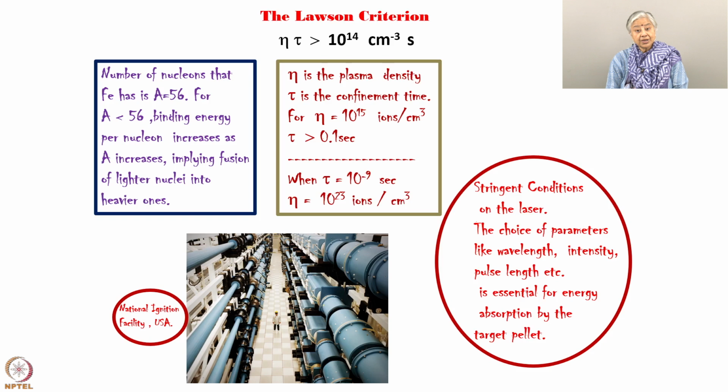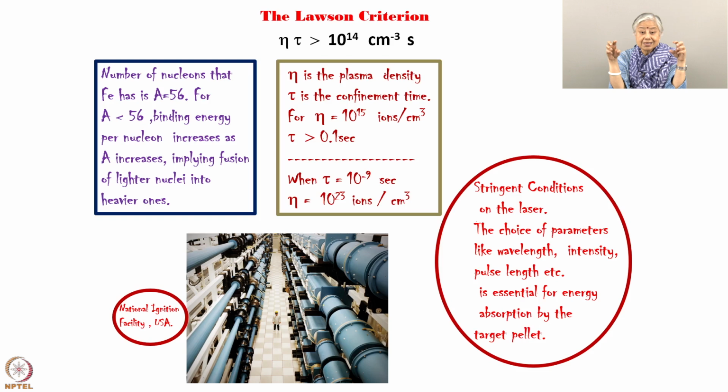Okay. And then we came to the Lawson's criteria, a very important criteria which describes when and how fusion will take place in a lab. So, I had described eta tau is equal to 10 to the power 14 per centimeter cube second. Okay. And the time, that is the tau, for which the ions come close together, they should at least remain for 0.1 seconds in order for the fusion to take place.